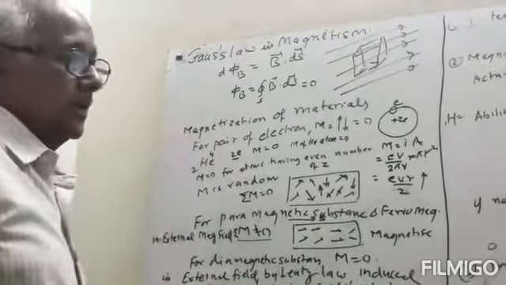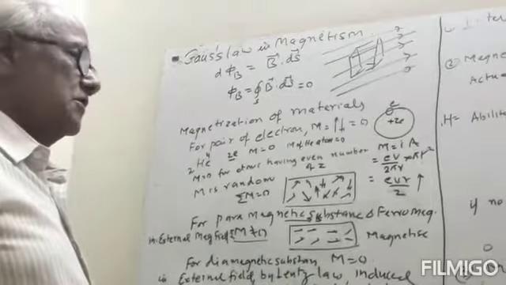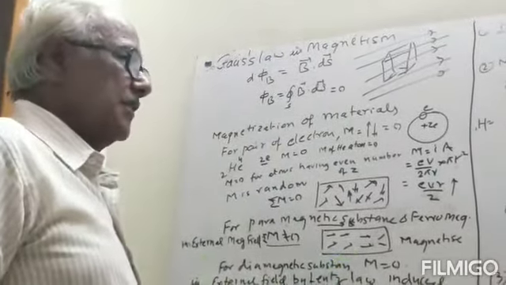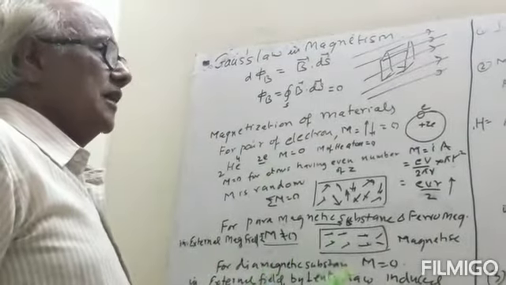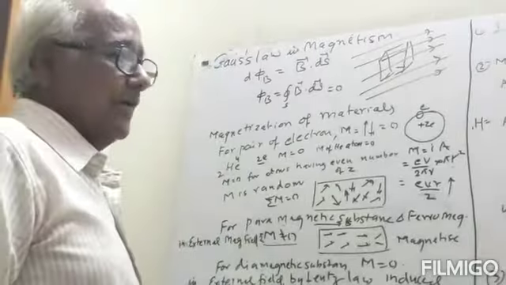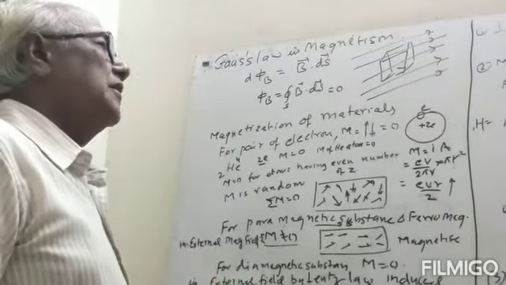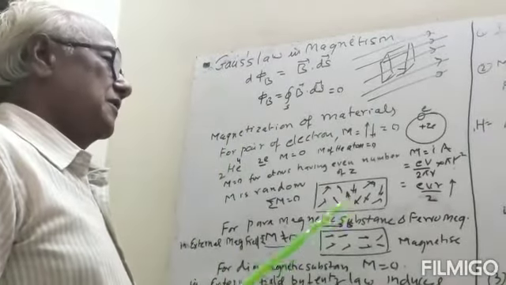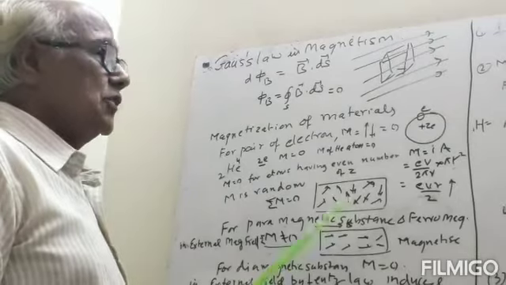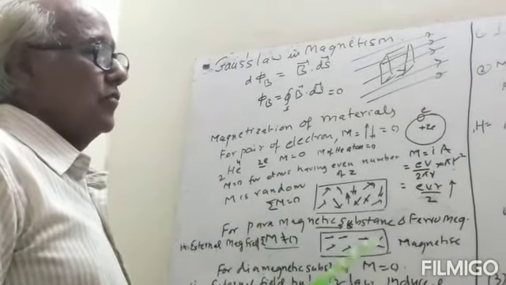Gauss law in magnetism. We have studied Gauss law in electrostatics. The Gauss law is applicable when, number one, the field is central, the force is a central force. Second point, the force is inversely proportional to the square of the distance, meaning inverse square law.